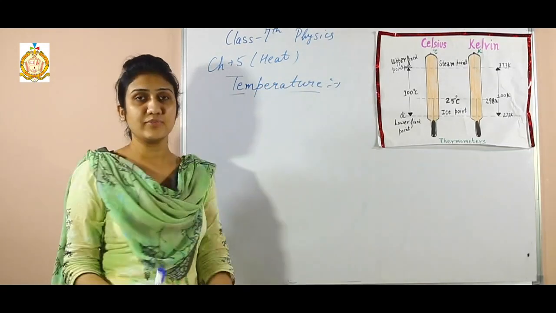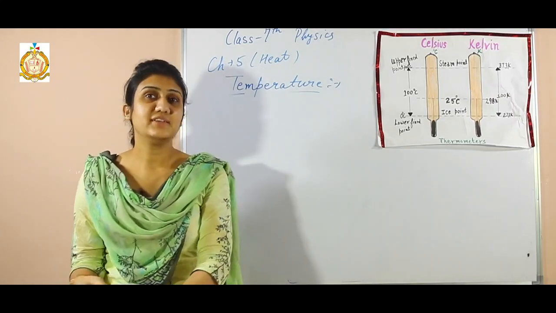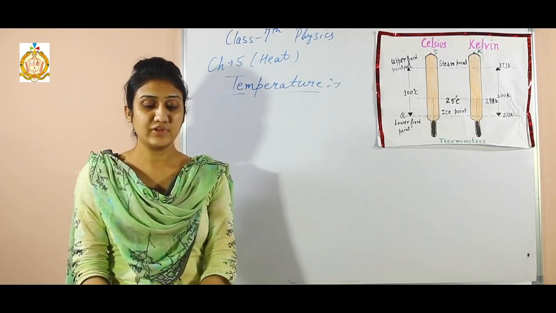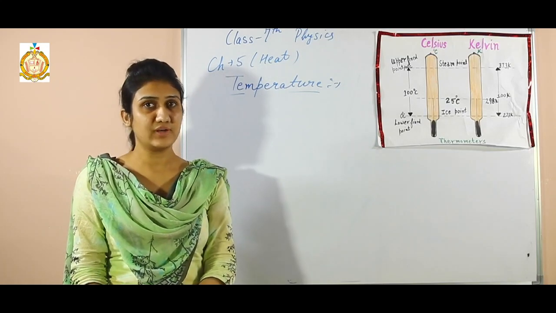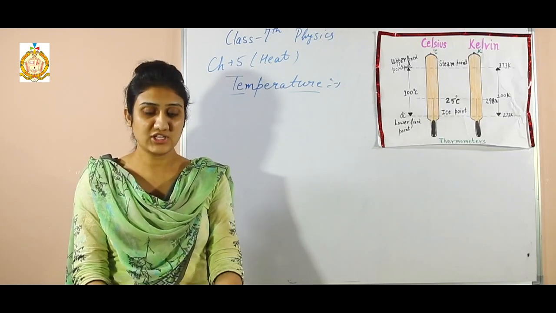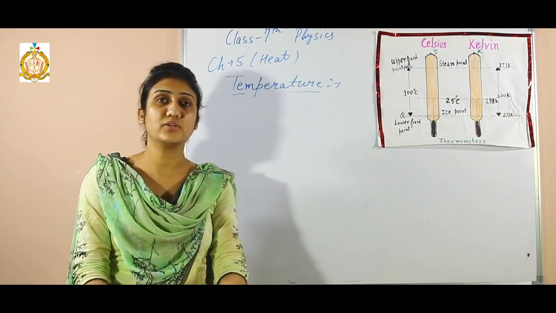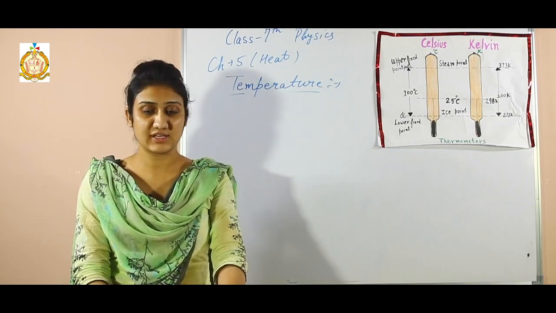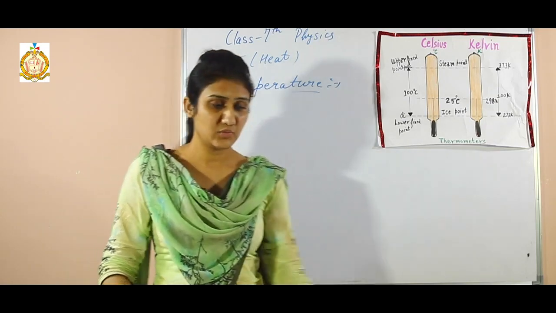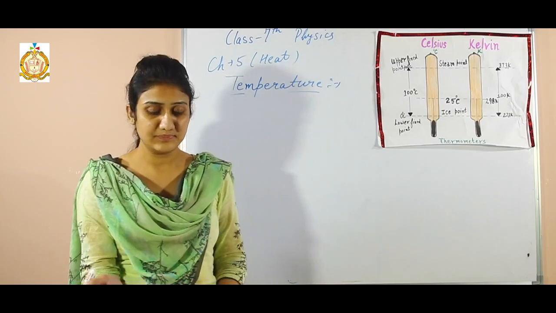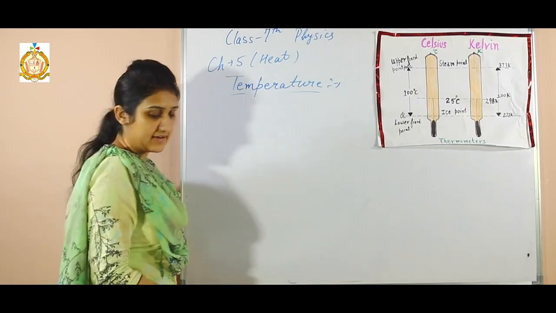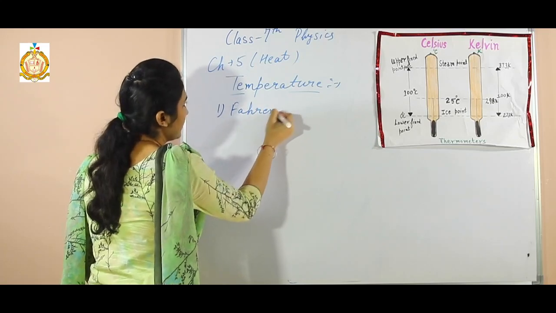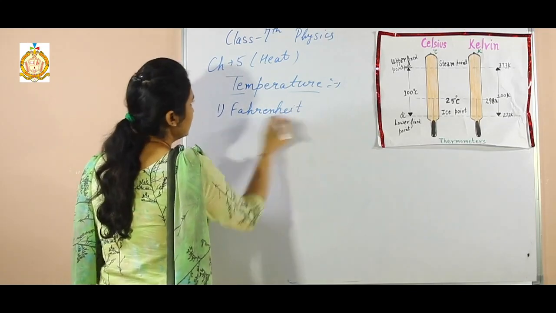Temperature is different from heat. Temperature is the degree of hotness or coldness of an object. Now we can feel hot or cold with the help of our senses, but our sense of touch cannot measure the actual hotness or coldness of an object. For this there are some different scales or thermometers that we shall learn. First one is Fahrenheit scale.